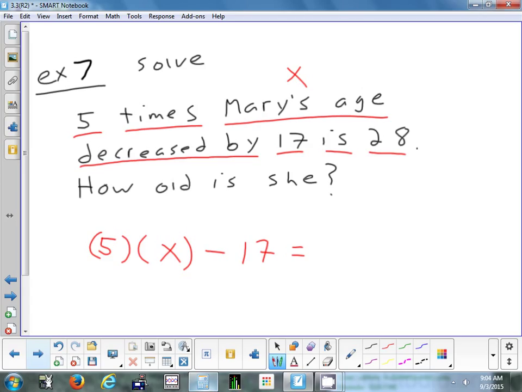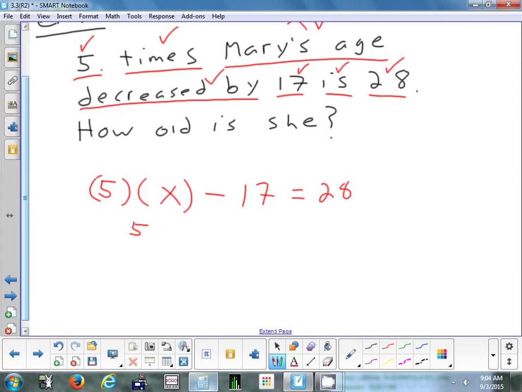5. So we've got 5. We took care of this. Times, that's the parentheses. Mary's age, that's that part. Decreased by 17, and equals, now we got the 28. We took care of everything we needed to. Now my last step is just to solve it. This is how we normally write it. You don't need to keep the parentheses. I just had them in there when I was writing it out.